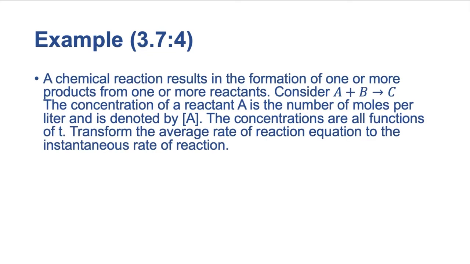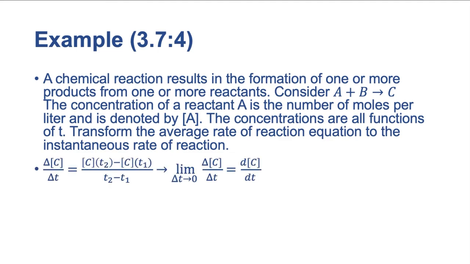This says a chemical reaction results in the formation of one or more products from one or more reactants. This is the general idea of a chemical reaction equation. If you've taken a general chemistry class, you probably know what I'm talking about. So if we consider the reaction A plus B yields C, the concentration of a reactant A is the number of moles per liter and is denoted by A with the square brackets around it. And the concentrations are all functions of time. Transform the average rate of reaction equation to the instantaneous rate of reaction equation.